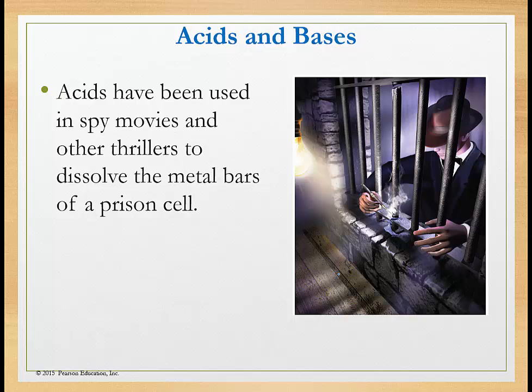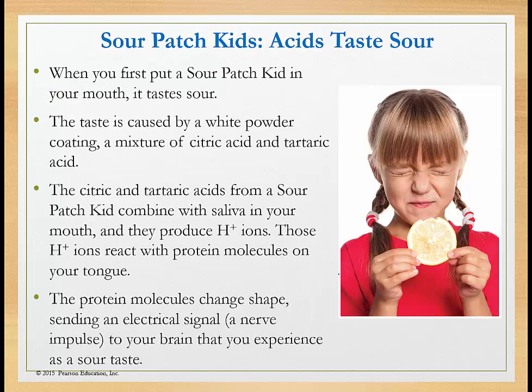So, for example, in spy movies and thrillers, very often an agent will have a container of acid secreted away somewhere on their person that they can use to dissolve metal bars of a prison cell. This is a little bit of an exaggeration of the abilities of acid as far as how quickly it works, but it does give us some idea. There is some basis in reality for that depiction of acids.